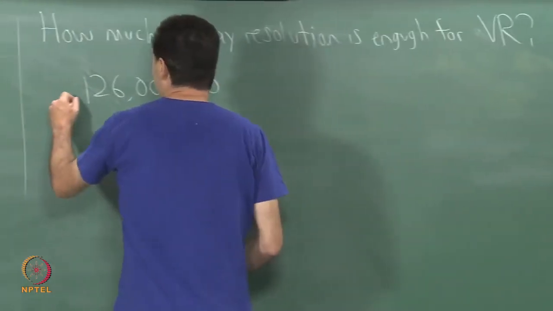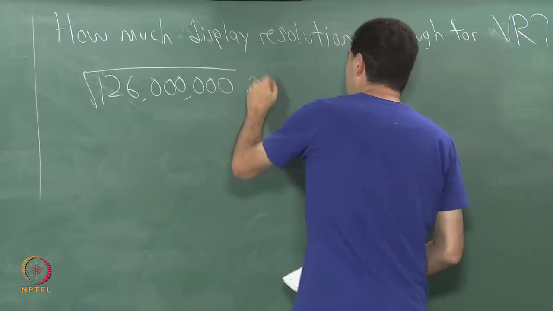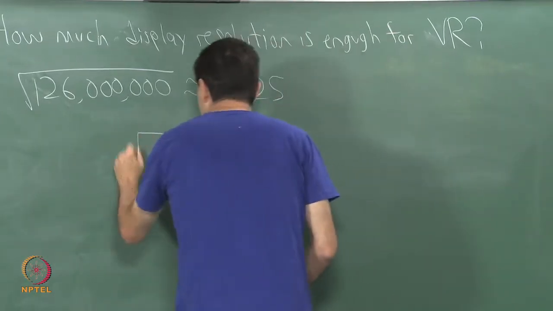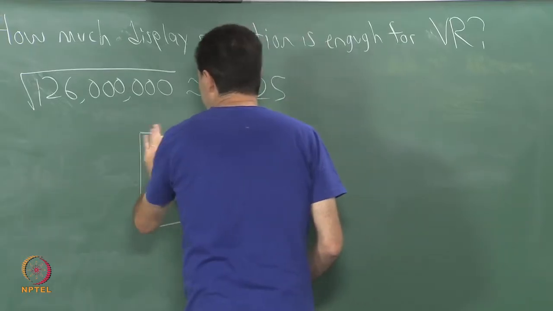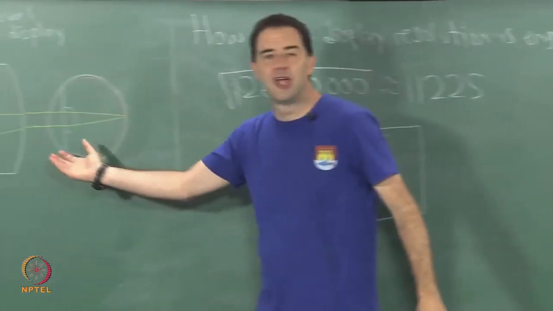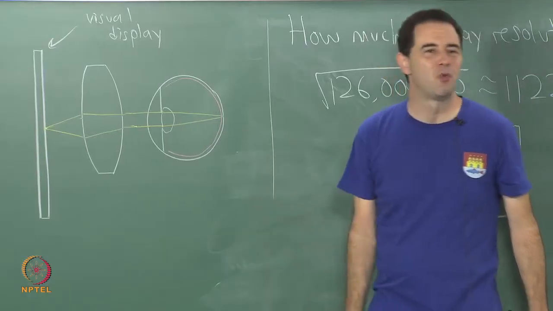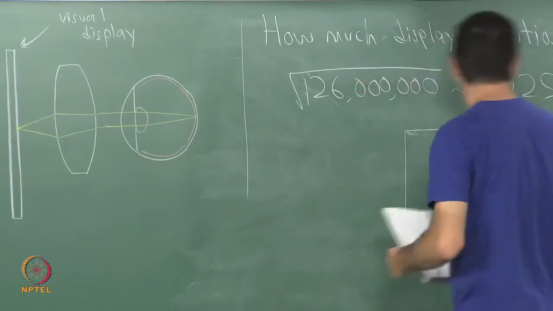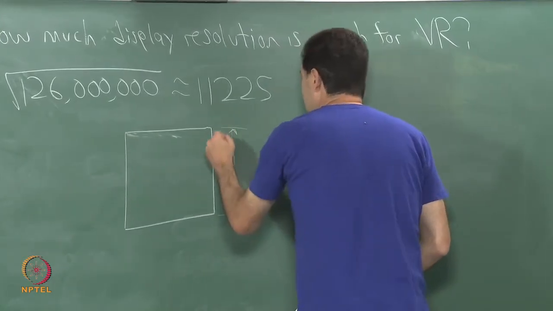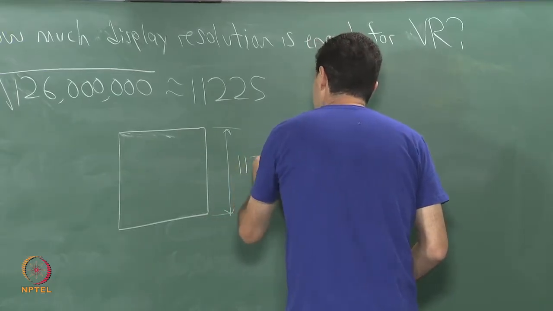Well, I could just take the square root of this, and that's roughly equal to 11,225. And why did I take the square root? Well, let's just imagine that the retina, if I were to unwrap it, it's really a spherical cap. I'm just imagining unrolling it and flattening it out. Okay, it doesn't have a square shape, but I'm just trying to make a very rough estimate here. So trying to imagine what a rectangular screen should look like, then perhaps it should be 11,000 by 11,000 roughly.